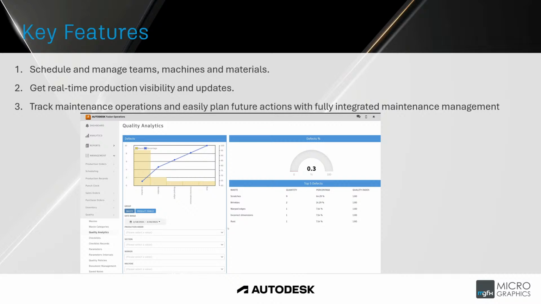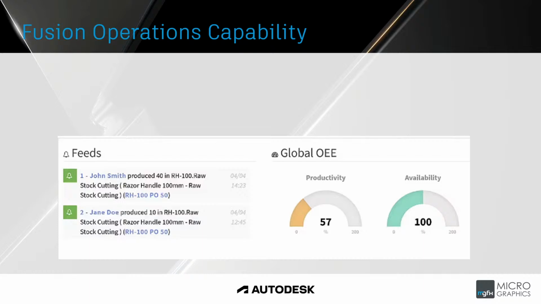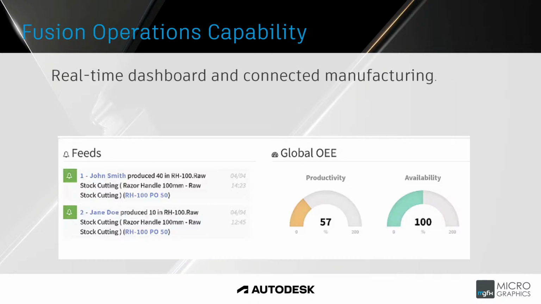Now with Fusion Operations you can manage your teams, machines and materials to optimize your production capacity and increase manufacturing. Now, Fusion Operations has the capability for real-time dashboards and connected manufacturing. As you can see, there's an example in the feeds where you can get notifications tracking specific production orders and specific workers. You'll also be able to see your productivity and your availability within the workplace.